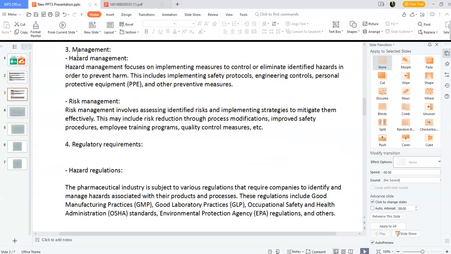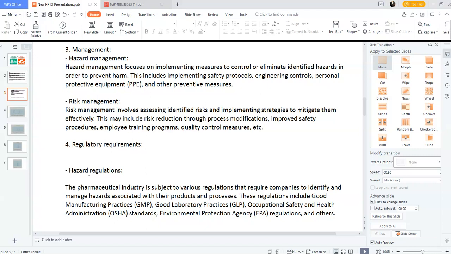And in the slide that we see, hazard management focuses on implementing measures to control or identify the hazards in order to prevent harm. This includes implementing safety protocols, engineering controls, personal protective equipment, and other preventive measures. Risk management involves assessing and identifying the risks, and implementing strategies to mitigate them effectively. This may include risk reduction through process modification, improved safety procedures, employee training programs, and control measures.